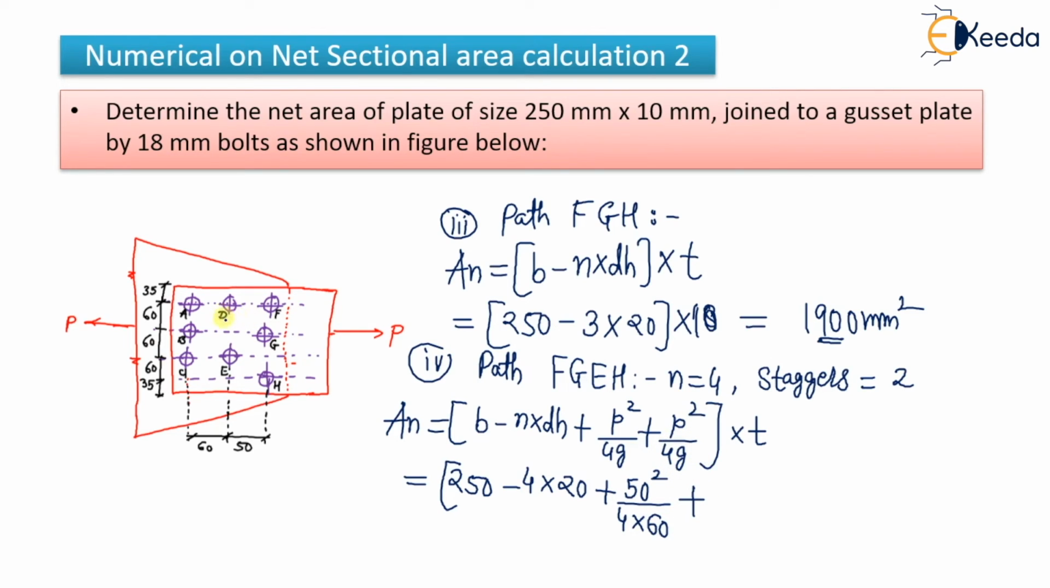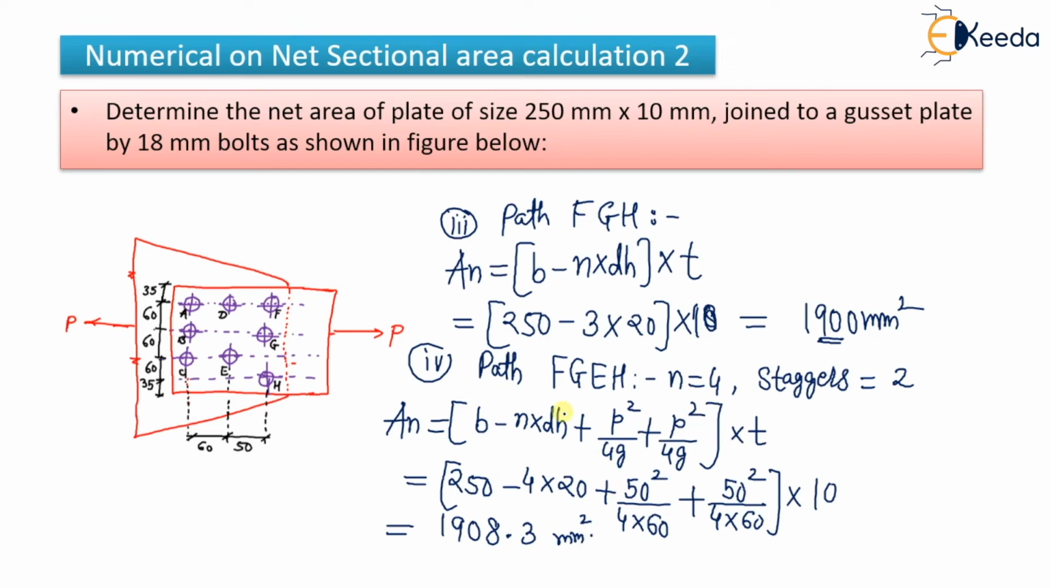So P again. What is the pitch? You are going like this: F, G, E, H. From E to H, again the pitch is the same. P square, that is 50 square divided by 4 into G. From E to H, again the gauge is 60 mm, so I'll put 60 here. Multiply by T, that is 10 mm. You can pause the video and calculate it for practice. It will come around 1908.3 mm square.